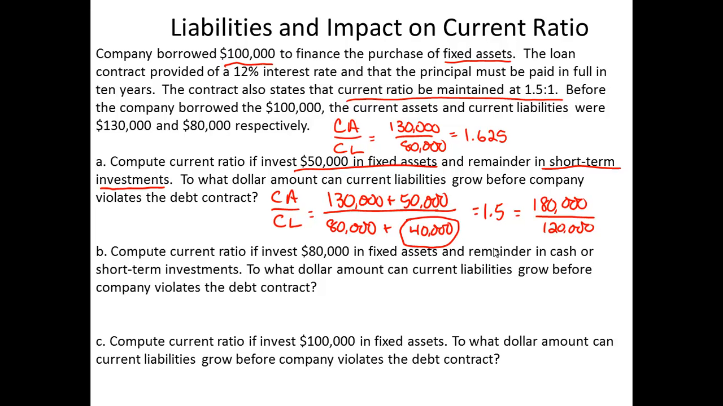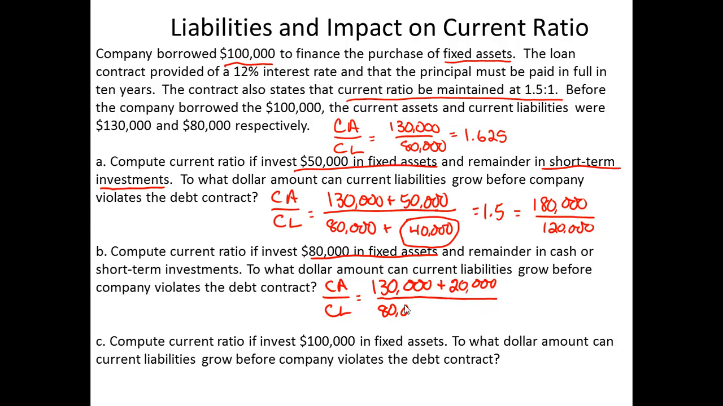Now, what if instead in part B we take out the $100,000 loan and $80,000 is going to be in fixed assets and the remainder, the $20,000, will be in cash or short-term investments? If that's the case, current assets will be $130,000 original plus the $20,000 of the non-fixed asset portion of the loan.